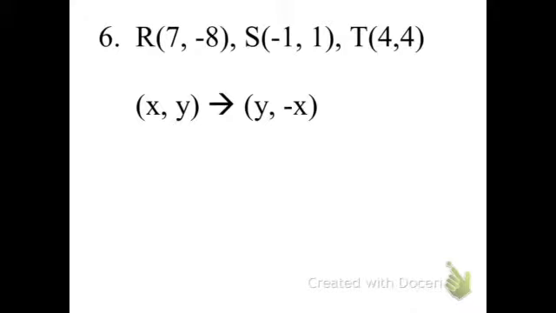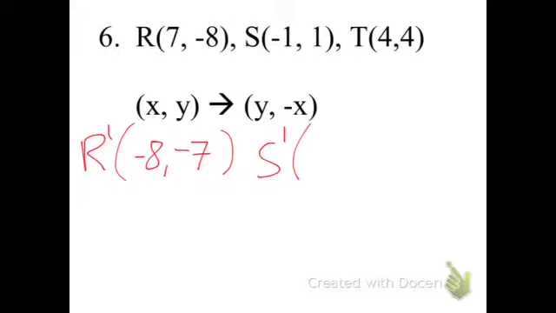Moving on to 6. This function says to switch the order and change the sign on the second coordinate. And so R prime comes from R. R is at 7, negative 8. I need to change that order, and I need to switch the sign on the second one. So I'm going to get negative 8, negative 7 for R prime.